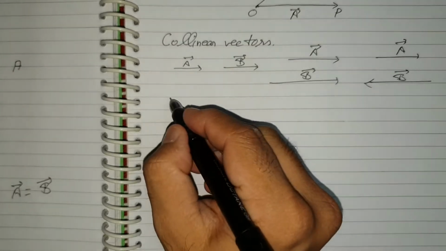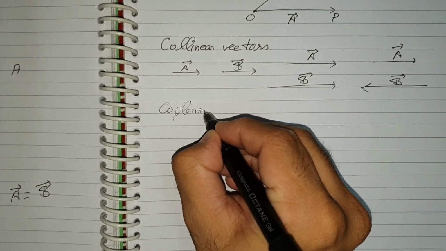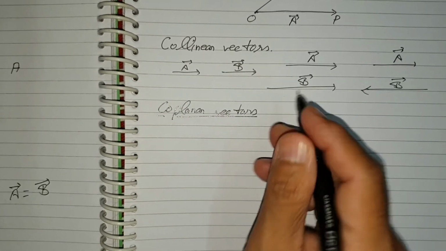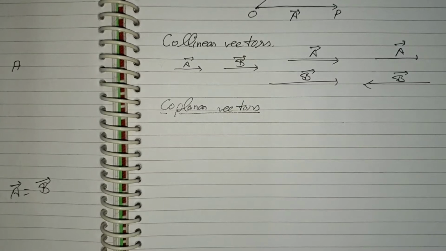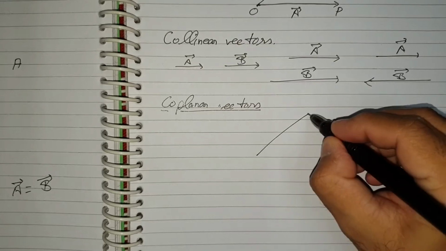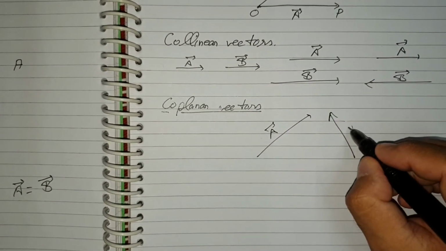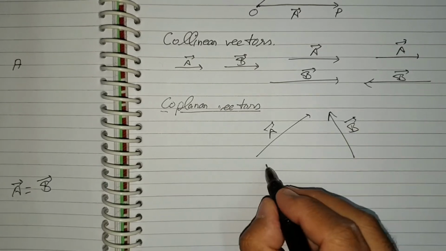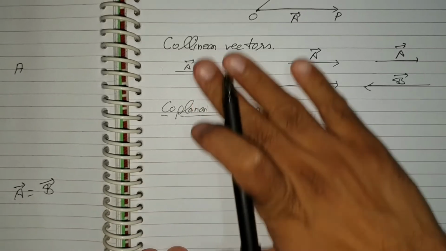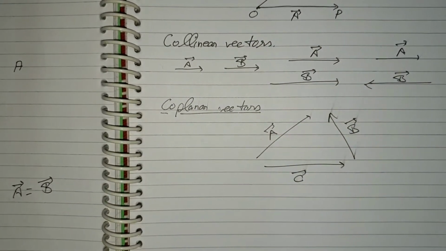Now, one more thing is coplanar vectors. Coplanar vectors are those vectors which lie in the same plane. Now, if I draw three vectors, vector A, vector B and vector C in the same plane, then A, B, C are coplanar vectors.